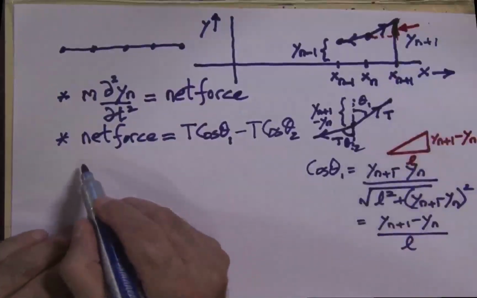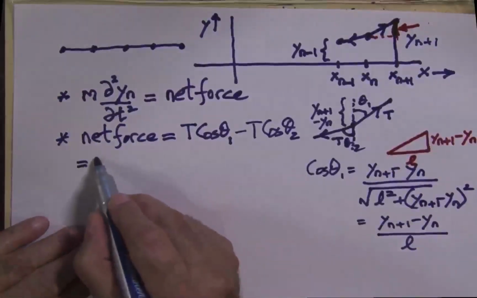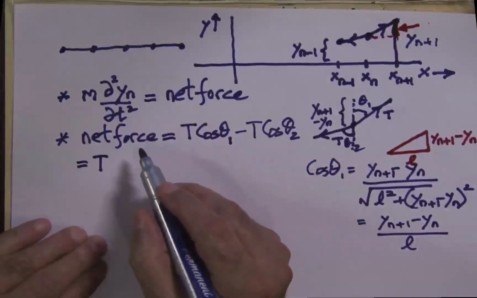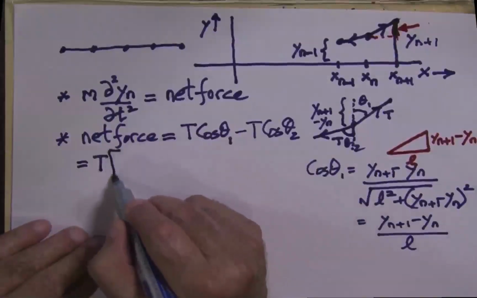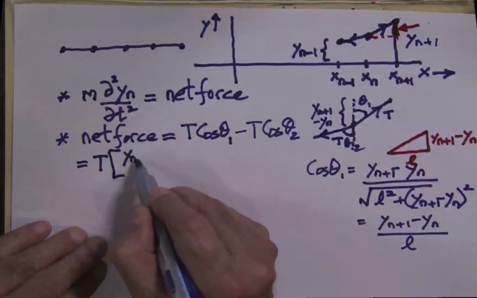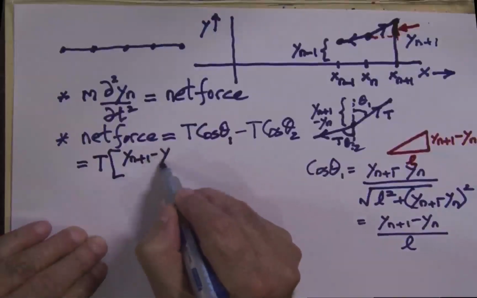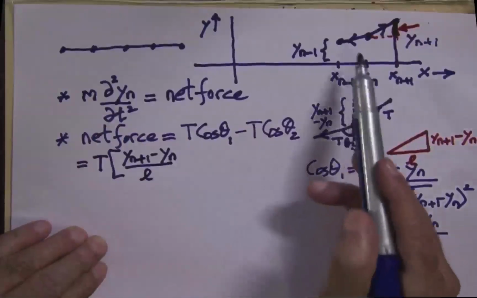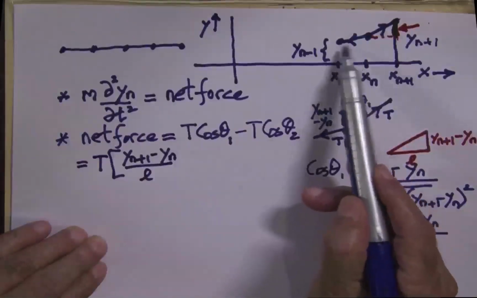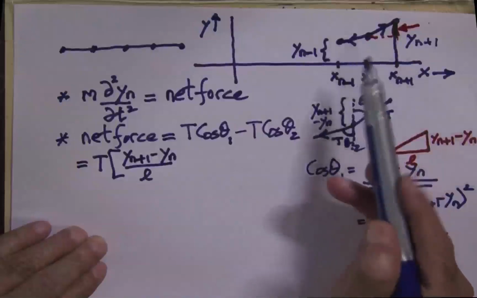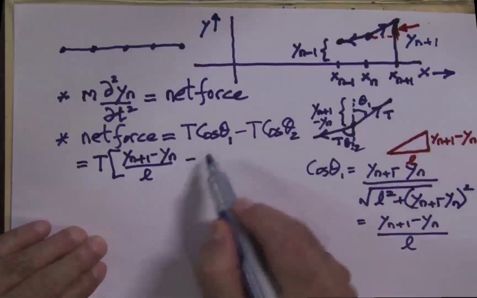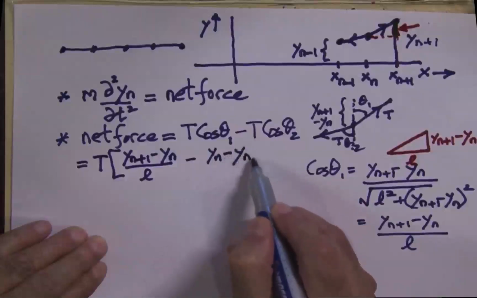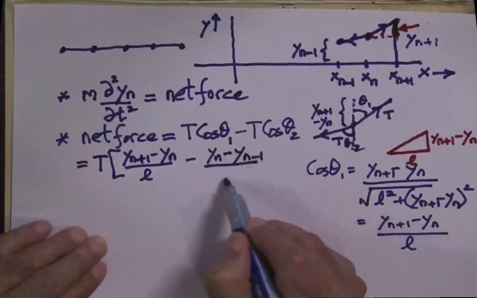So the net force, let's come back over here. This is T into, let's take T common, yn plus 1 minus yn divided by L. And now let's come over here. Here the slope of this is going to be just the same thing, except it's yn minus yn minus 1 divided by L.